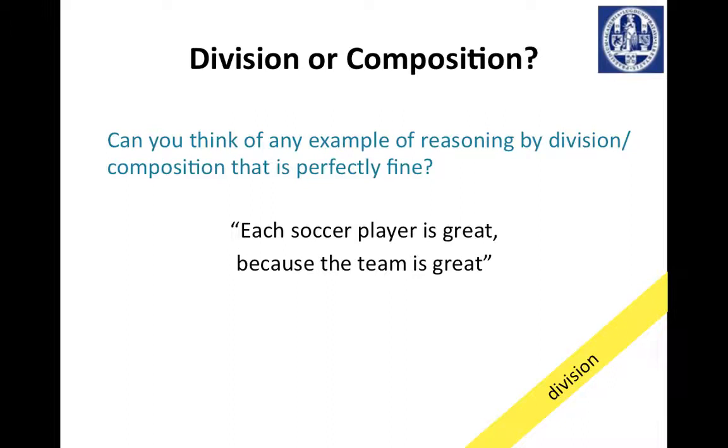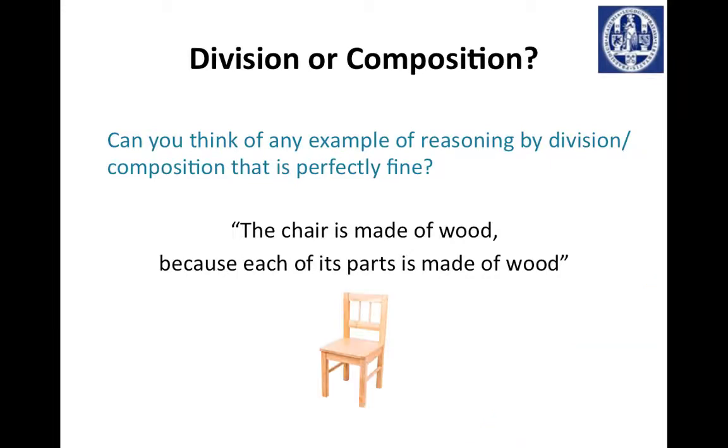I'll give you an answer now, because there are these kinds of reasonings that are non-fallacious, and this is an example of one. The chair is made of wood because each of its parts is made of wood. And here you have to assume that even the little screws and the little thingies in the chair are all made of wood. But if that is the case, then there's nothing wrong with the standpoint here. It's really perfectly fine. So there are no logical errors.